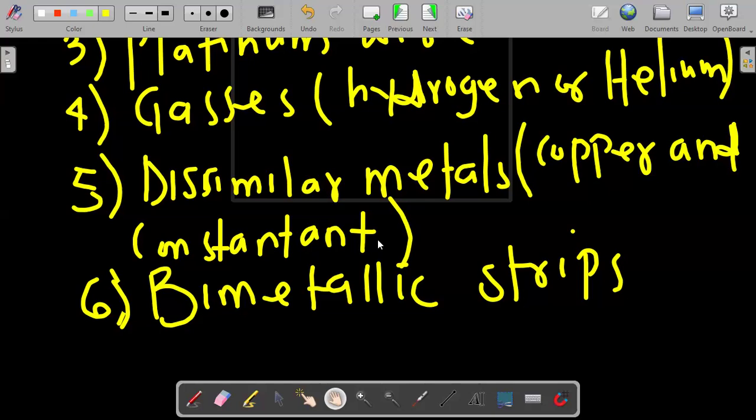So these are the thermometric substances. When I say thermometric substance, you understand what I mean, right? Those substances' physical property varies with temperature. We call them thermometric substances. So let's see types of thermometer now.